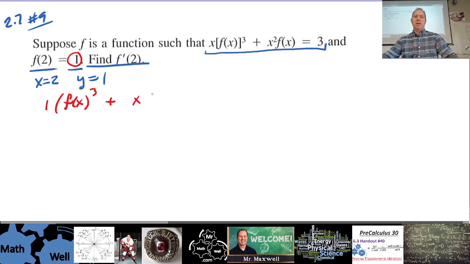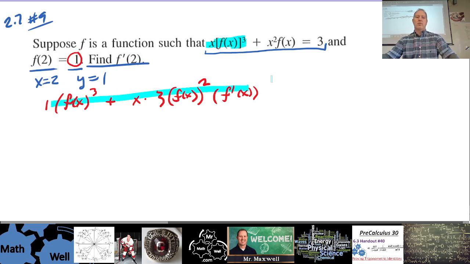Now this is going to be 3 f of x squared times f prime of x, chain rule. So we did the product rule with this one. This whole thing is the product rule for the first term: derivative of the first times the second plus the first times the derivative of the second, with the chain rule and everything in there, okay?